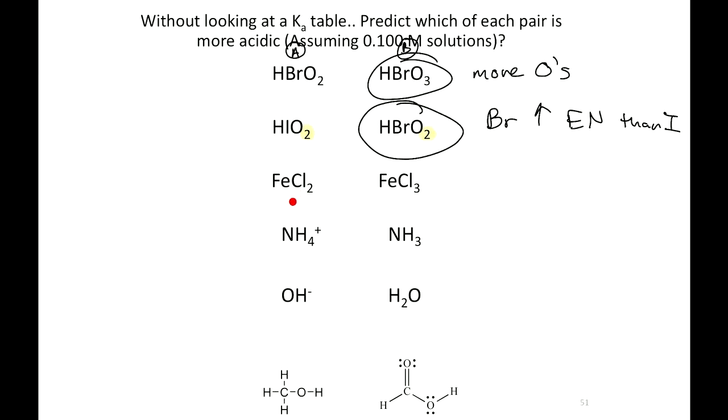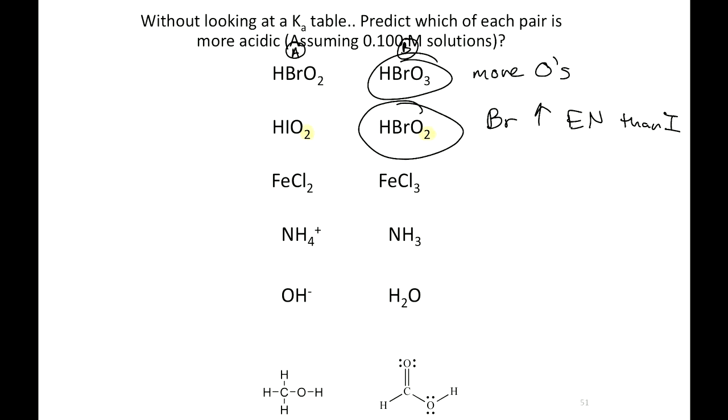All right, which one's more acidic? FeCl2 or FeCl3? This one's tricky. Remember when we did the demos? Iron cation is what kind of acid? It's a Lewis acid.